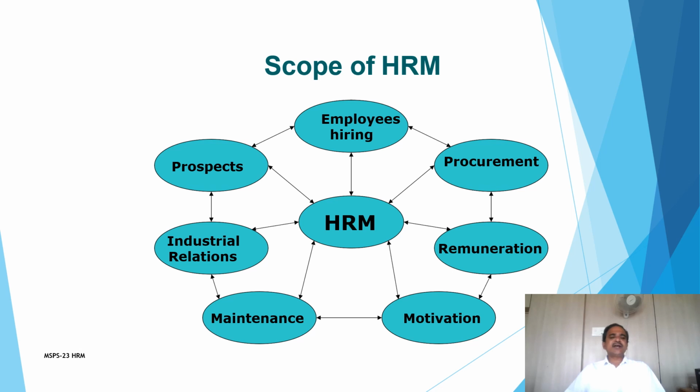The final one is prospects. We have to look at the prospects of both the organization and the employee, because each and every employee has their own objective, whereas the organization also has its objective. Here we have to achieve the organizational objective by providing equal opportunity to each employee in the organization to achieve their own objective.